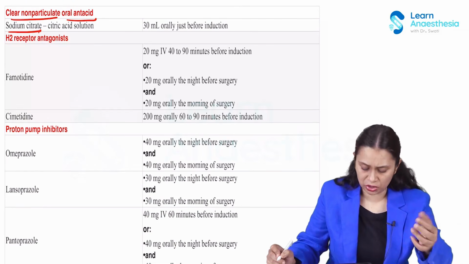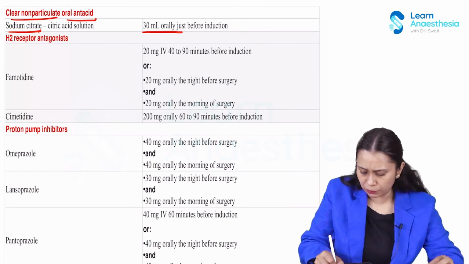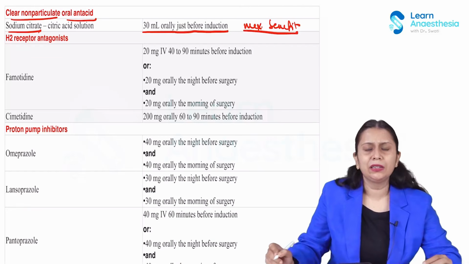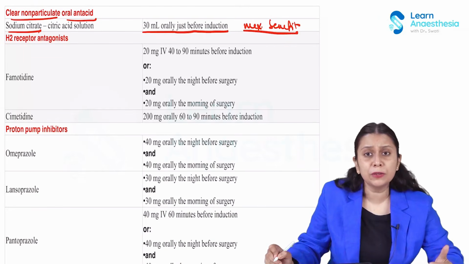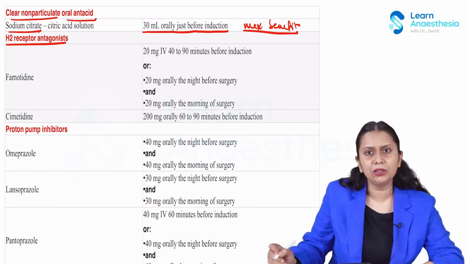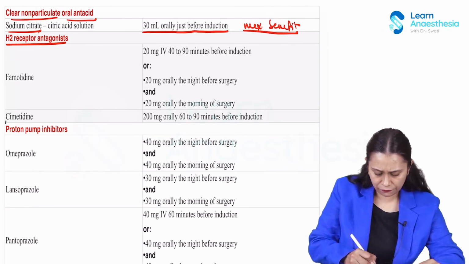It will increase the pH. So 30 ml orally just before induction for maximum benefit, right? It will decrease the risk of aspiration pneumonitis by increasing the pH of the stomach. Then H2 receptor antagonist, like cimetidine, famotidine.